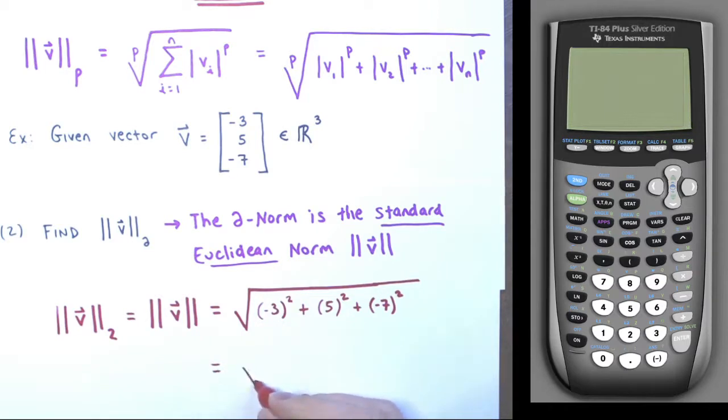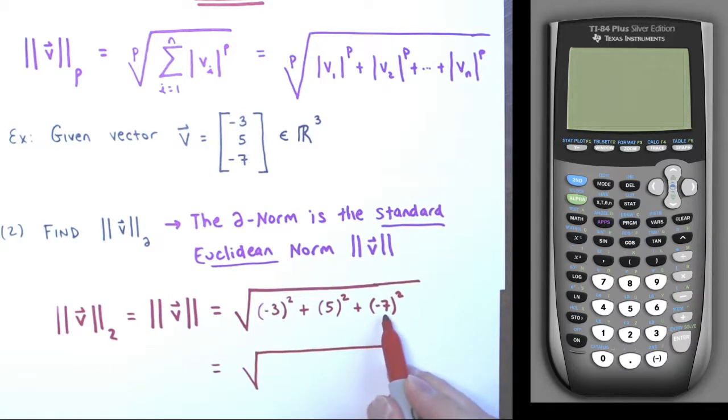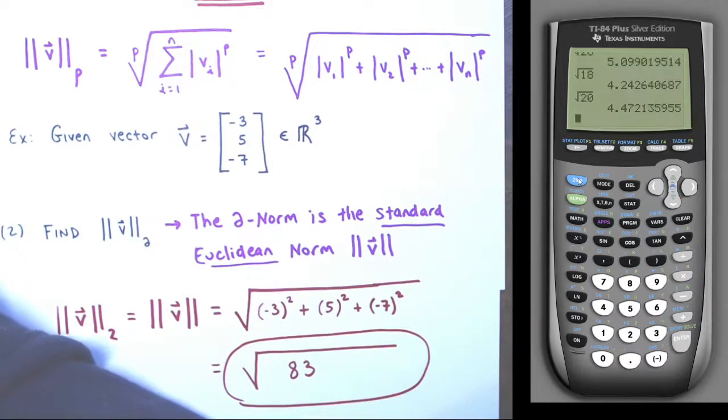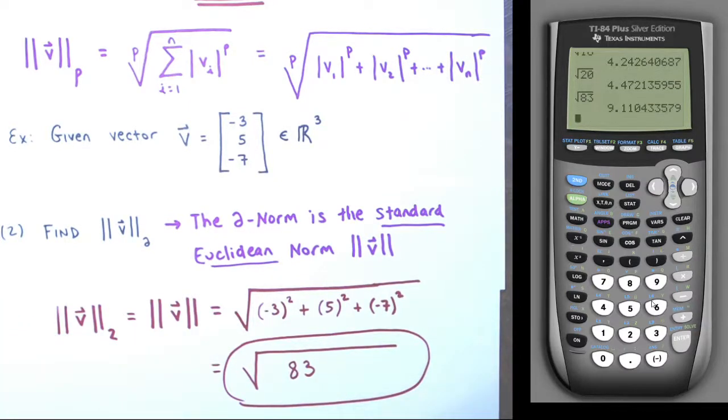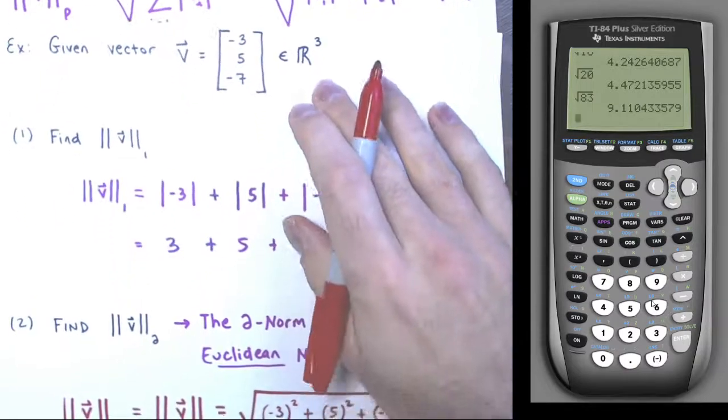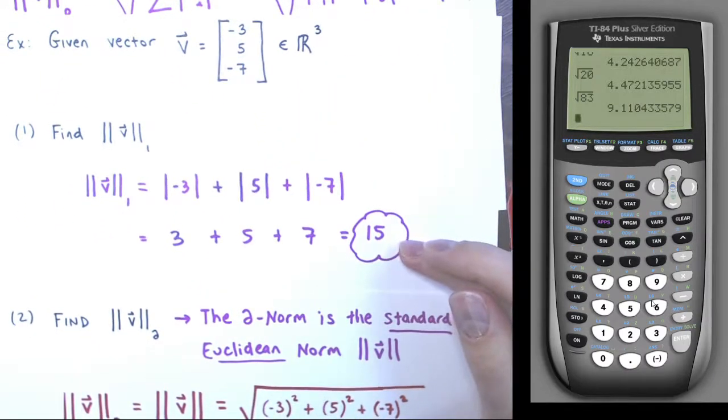Okay, so this is the square root of 9 plus 25 would be 34, plus 49 would be 83. The square root of 83 units. And there you go. And if you want to approximate this, might as well, since I've been doing all the other ones, it's about 9.11, approximately 9.11 units, under this norm. Earlier when I was talking about the 1 norm, the norm was 15 units.